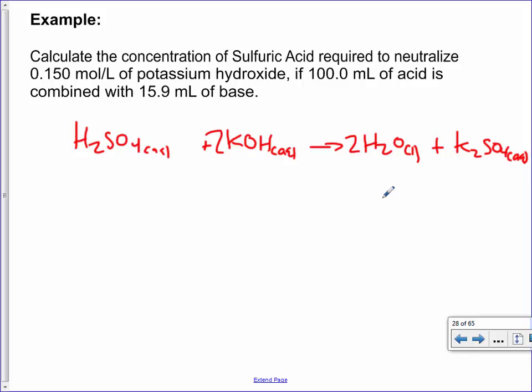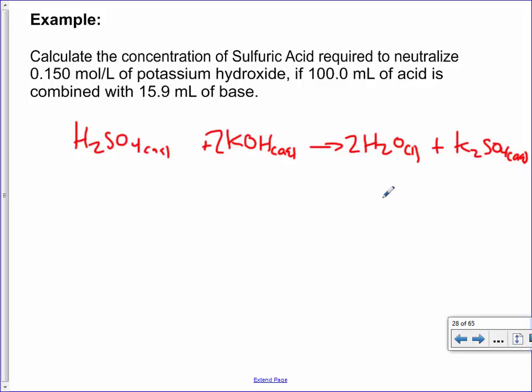Sulfuric acid. So since we're looking for the acid number, those ones are going to go on your right hand side. So let's start with the other stuff that we do know. Let's start with the base number. If you're trying to figure out which one to start with, I'd recommend start with the 15.9, and then take it into moles, and then convert it using a ratio.